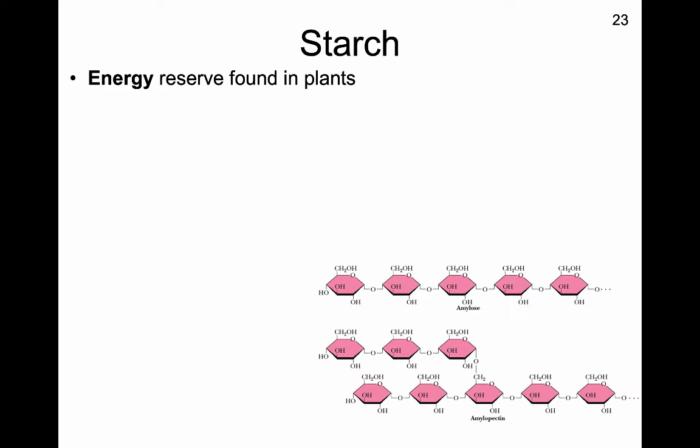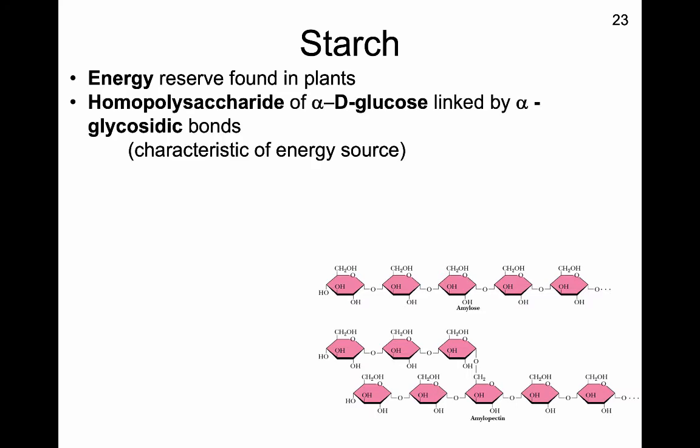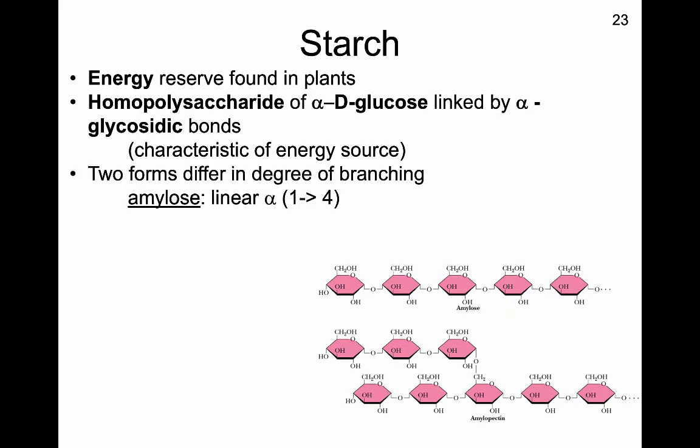So starch is the energy reserve found in plants, and it's a homopolysaccharide of D-glucose that's linked by alpha glycosidic bonds. And again, one thing about alpha glycosidic bonds in a polysaccharide is that it's very characteristic of an energy source. If something is an energy source, it probably has alpha glycosidic bonds attaching the different monomers together in a polysaccharide. There's actually two different forms of starch that have different degrees of branching.